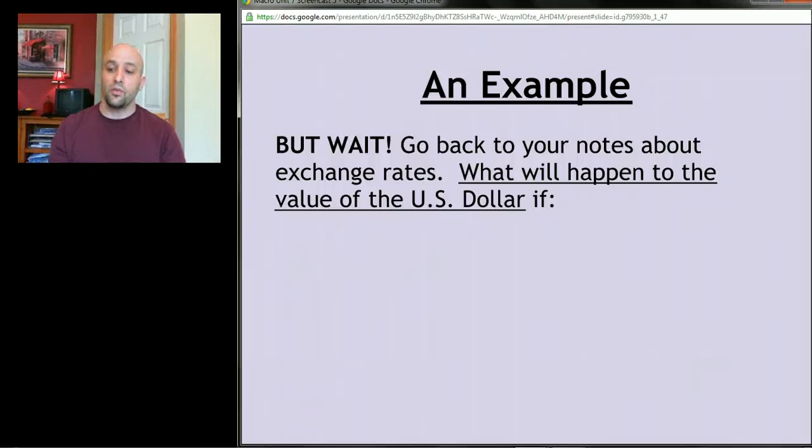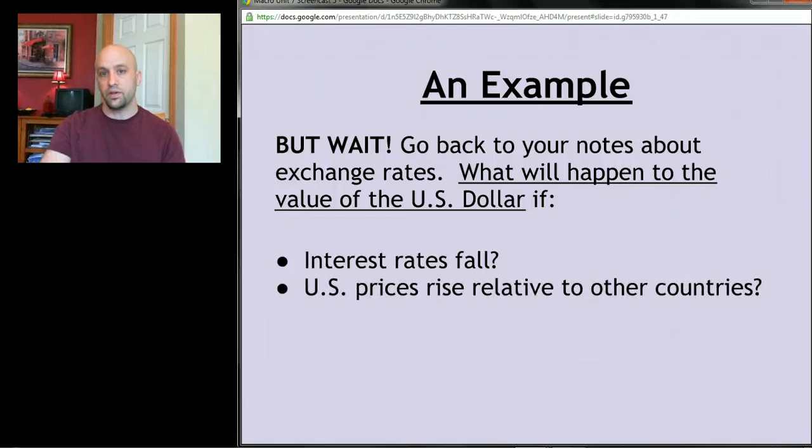But wait, go back to your notes about exchange rates now. What's going to happen to the value of the US dollar if interest rates in fact fall? If prices fall relative to other countries, what's going to happen to the value of the US dollar if incomes rise? Might be a good time to pause the video, go back to the last screencast, and again think through what that would do to the value of the US dollar.